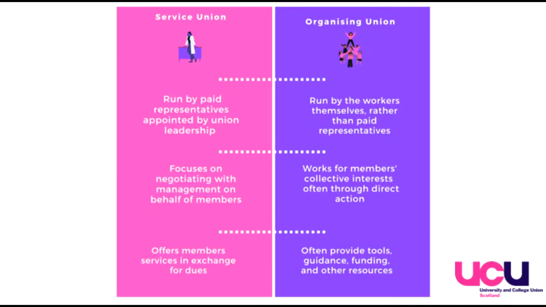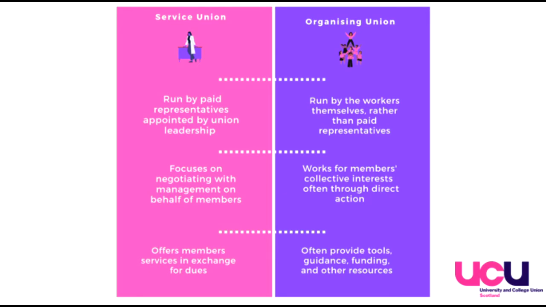So generally unions are split into two types, service and organising unions. Service unions are run by elected leaders and paid staff who aren't members of the union but focus on negotiating with management on behalf of the membership. This model winds up meaning that the union is effectively an organisation that provides members with services in exchange for union dues.